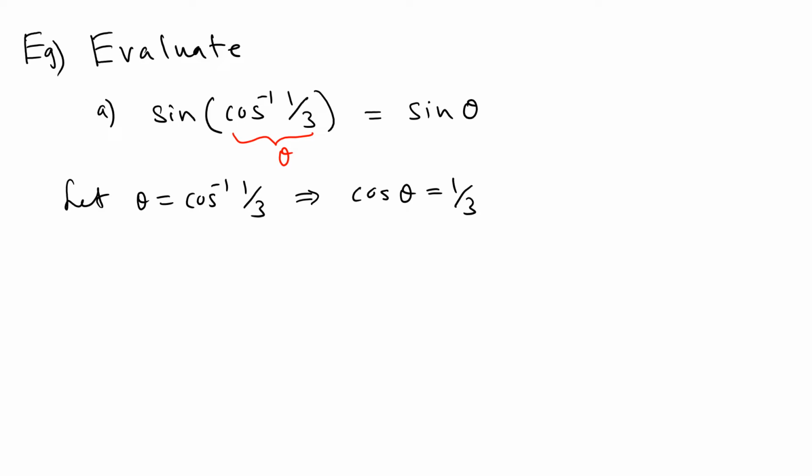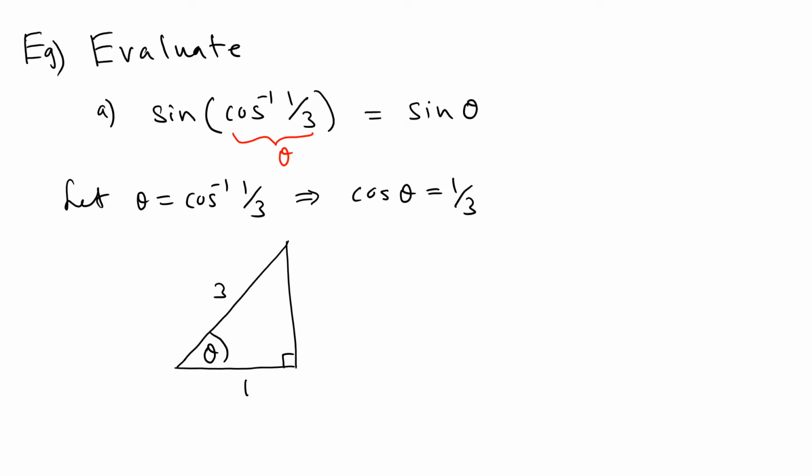Normally, we can use this cosine theta equal 1/3 to draw the triangle. Let's draw a general triangle, assuming this is in the first quadrant because these are positive. This is the angle theta. Cosine means adjacent over hypotenuse, so adjacent becomes 1 and hypotenuse becomes 3.